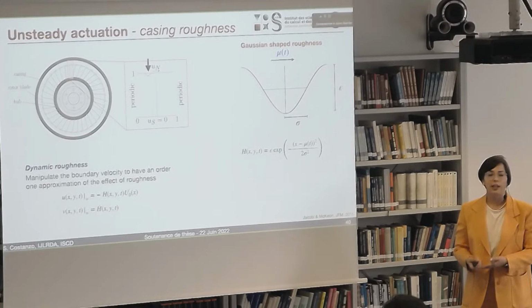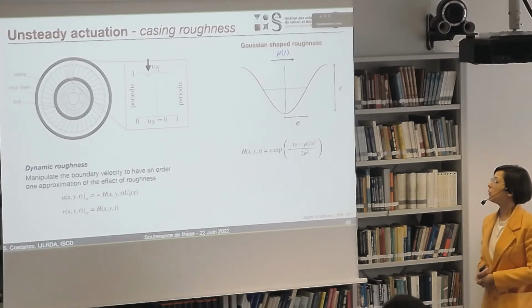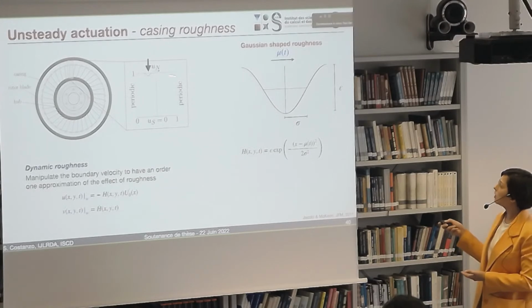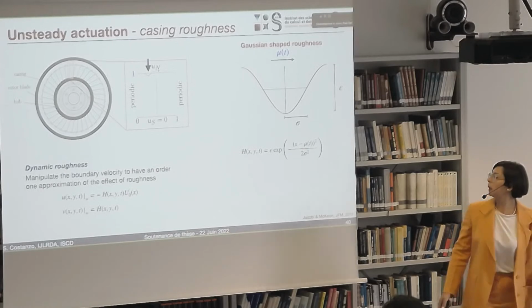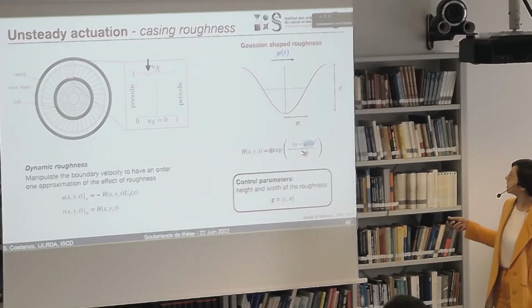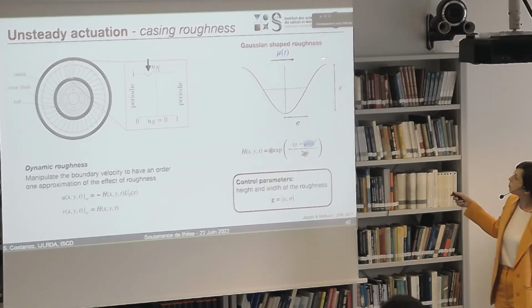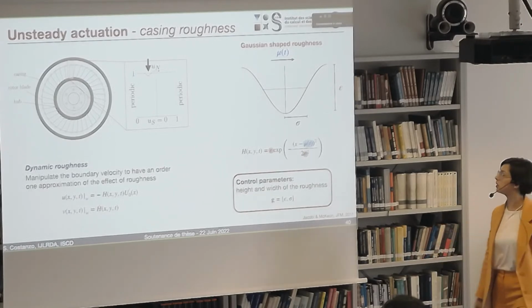Or what we do, we use dynamic roughness, proposed by Jacobi and McKeon in 2011, in which we manipulate the boundary condition here in order to simulate the presence of the roughness. Okay? So now we have the control parameters that are epsilon and sigma, and the time dependency is given by the fact that the center moves. So these are also time dependent when we go to the discrete system.